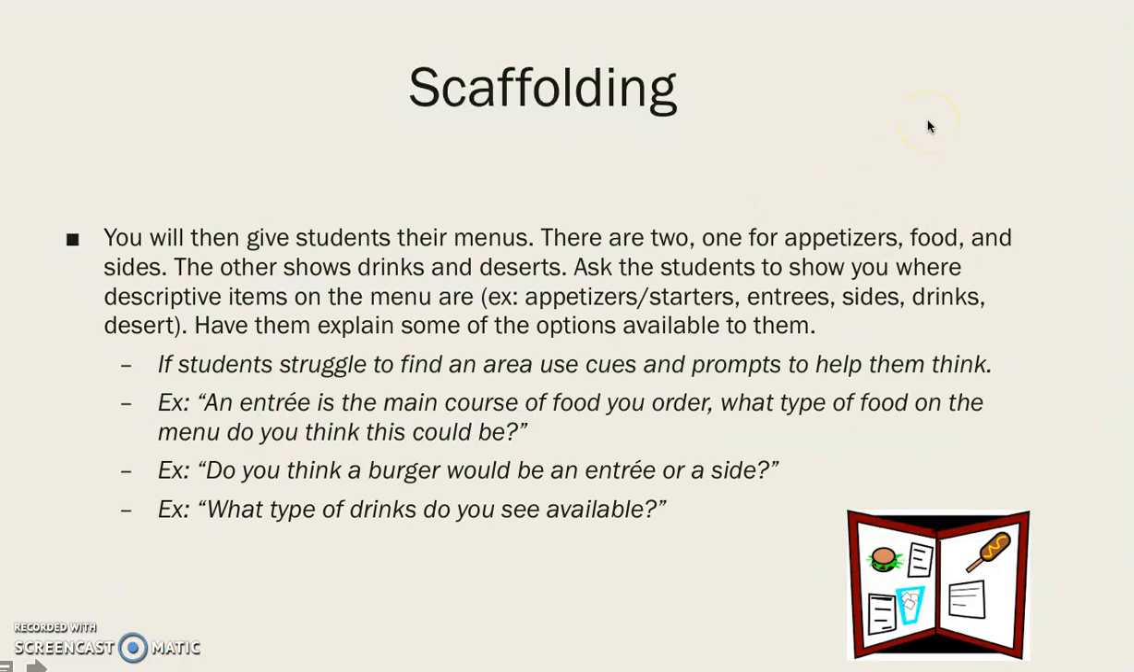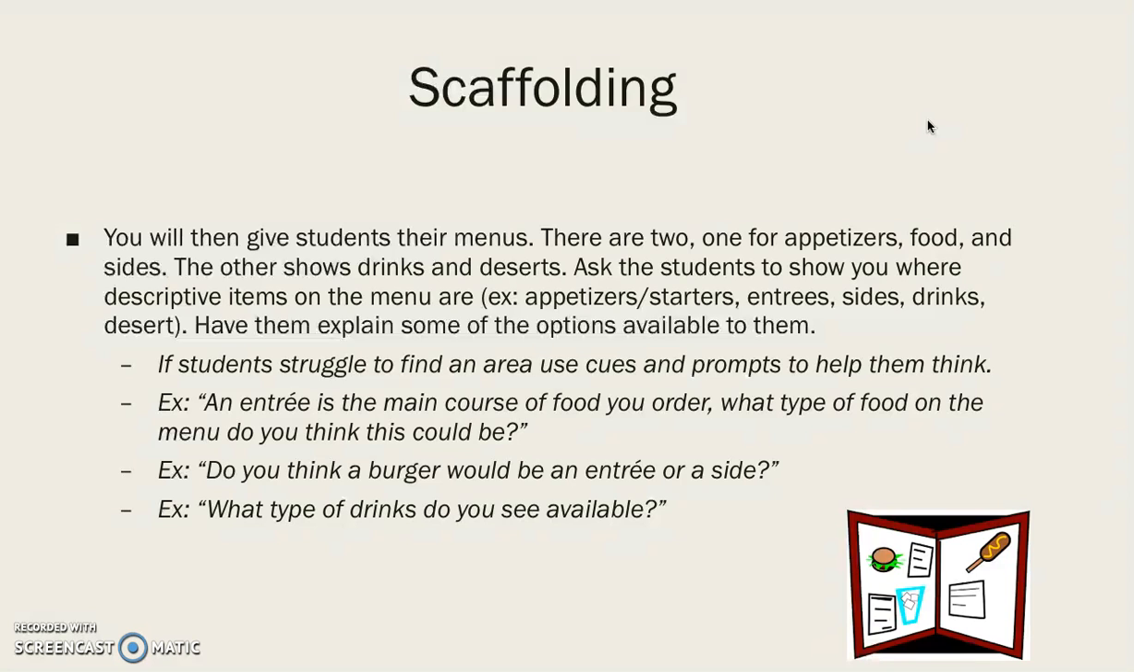And as the waiter, you will then give the students their menus. There are going to be two menus. One will have the appetizers, food, and sides, and the other will have drinks and dessert options. So the first thing you will do when students receive their menus is ask the student to show you where different things on the menu are.